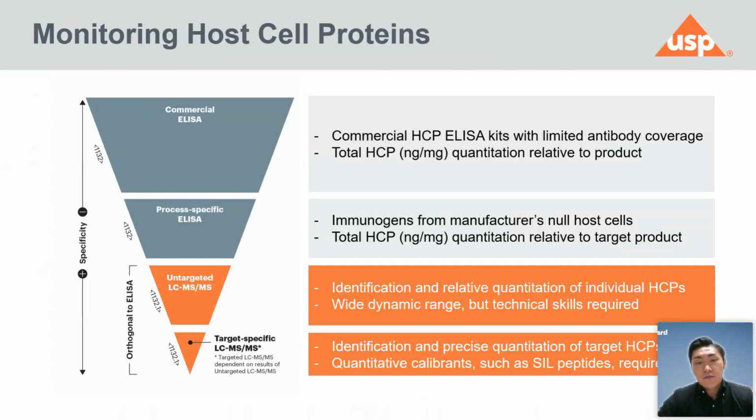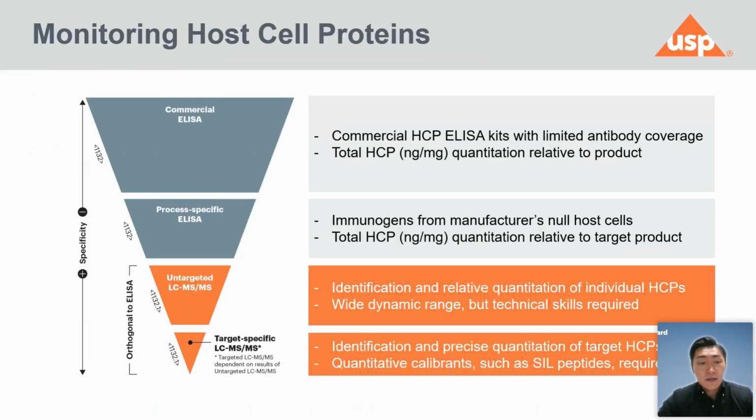And then during later phase development, a lot of biomanufacturers will go into more process-specific ELISA. These are immunogens from the manufacturer's own null host cell HCCF or lysate. And the final measurement output is total HCP in nanograms per mg, which is quantitative relative to the target products.